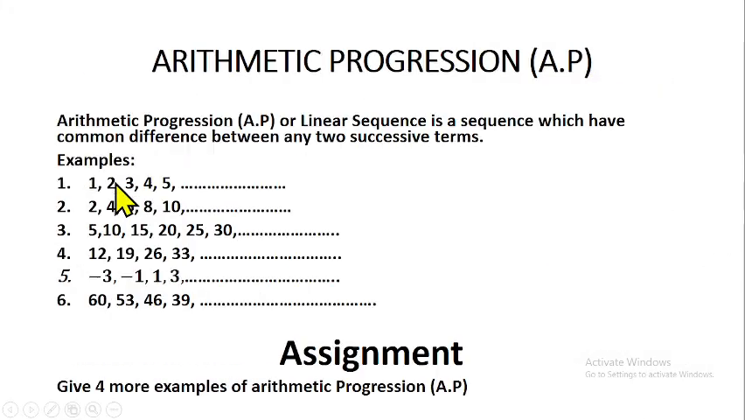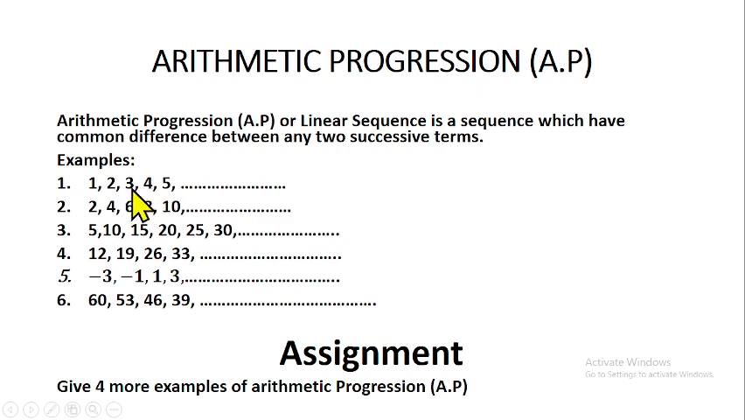Don't do first term minus second term, that is wrong. It is the second term minus the first term, third term minus the second, fourth minus third, fifth minus fourth, sixth minus fifth, and so on. So anytime you have a sequence and there is a common difference, that is, a common minus, between any two successive terms, that means the sequence belongs to arithmetic progression. What is 2 minus 1? That gives us 1. What is 3 minus 2? That is 1.